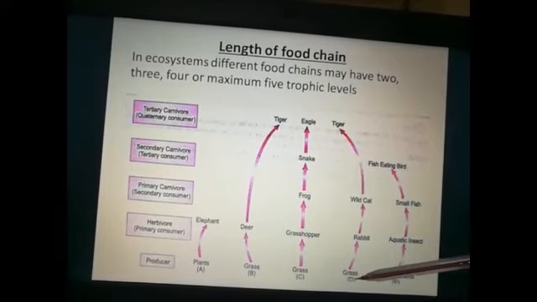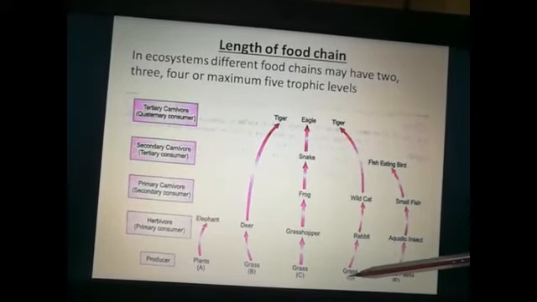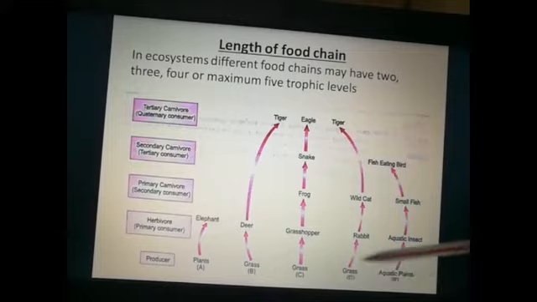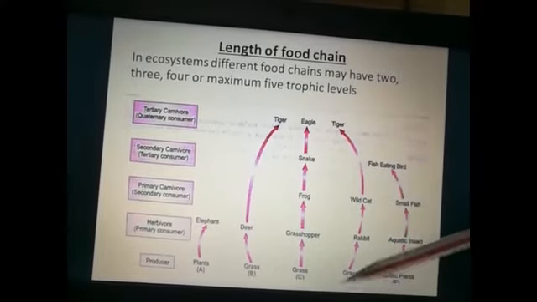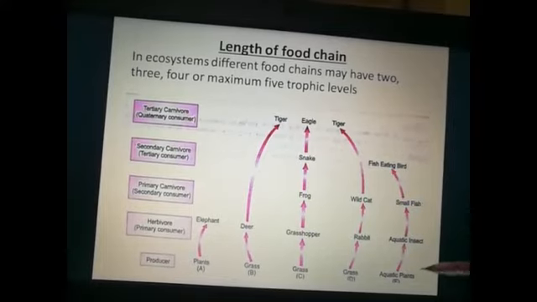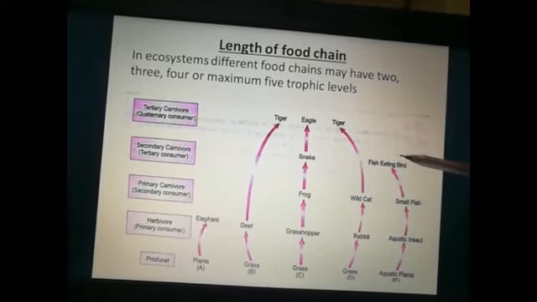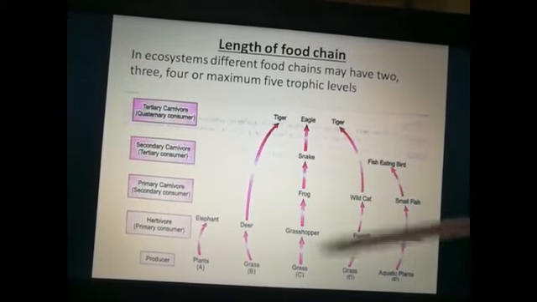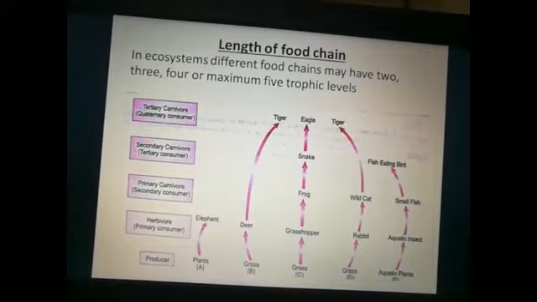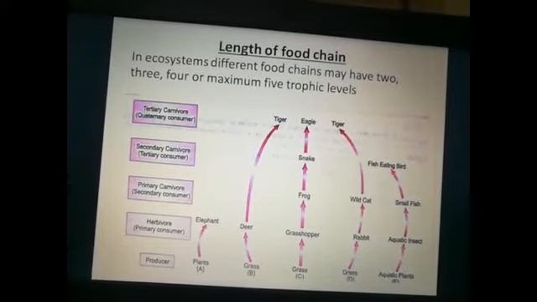Here also is a food chain which has 3 organisms: grass by rabbit, rabbit by wildcat, wildcat by a tiger. This is an aquatic food chain: aquatic plants consumed by aquatic insects, which are consumed by small fish, and small fish consumed by fish-eating birds. So you can see these are different examples of food chains having different lengths and different trophic levels.